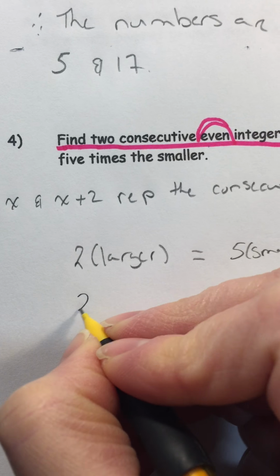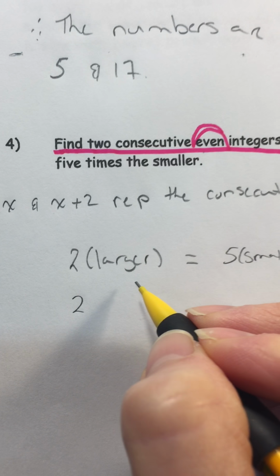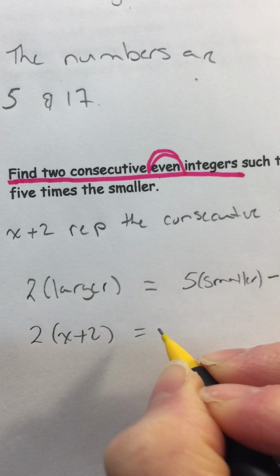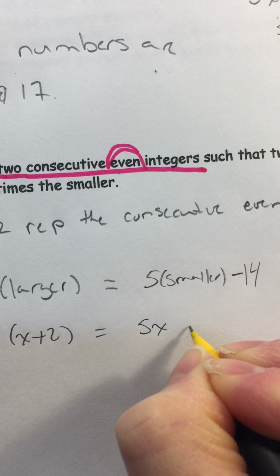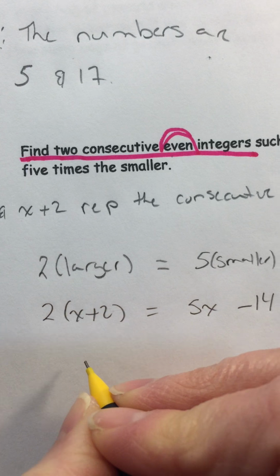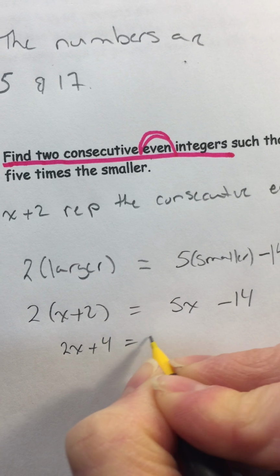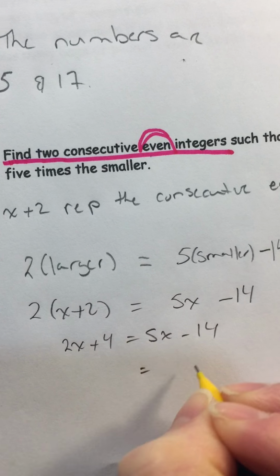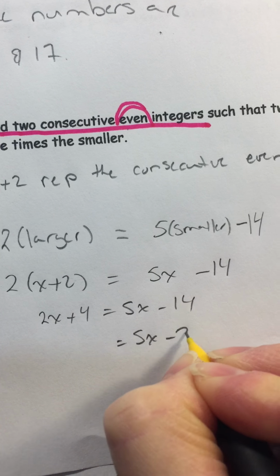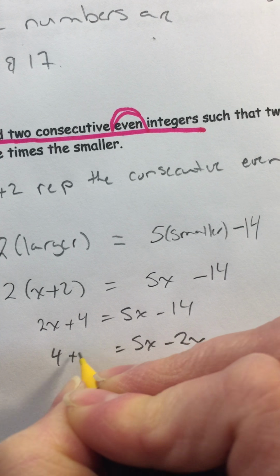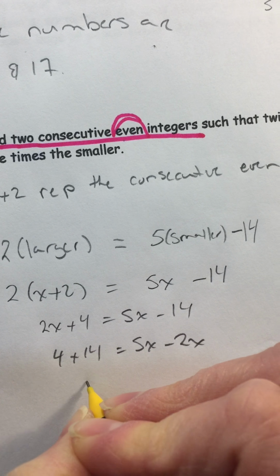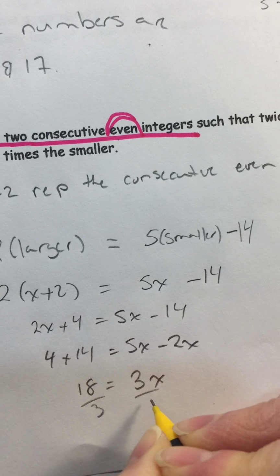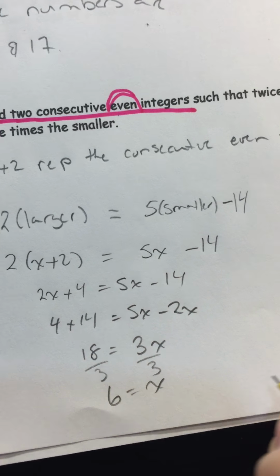Okay, so now I'm going to go 2 times the larger. Well, the larger integer has to be this one. And the smaller one is the first one. And then we distribute. And I'm going to bring the 2x to that side through subtraction. And I'm going to bring the 14 over by addition. And divide off the coefficient of 3 to get x is 6.